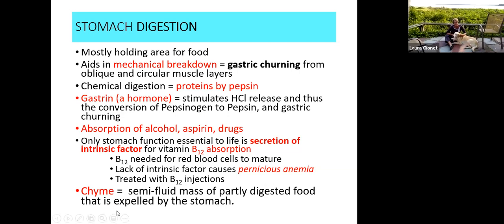Chyme is a semi-fluid mass of partly digested food that is expelled from the stomach. So once it's mixing with hydrochloric acid and these different gastric secretions, we call that chyme.